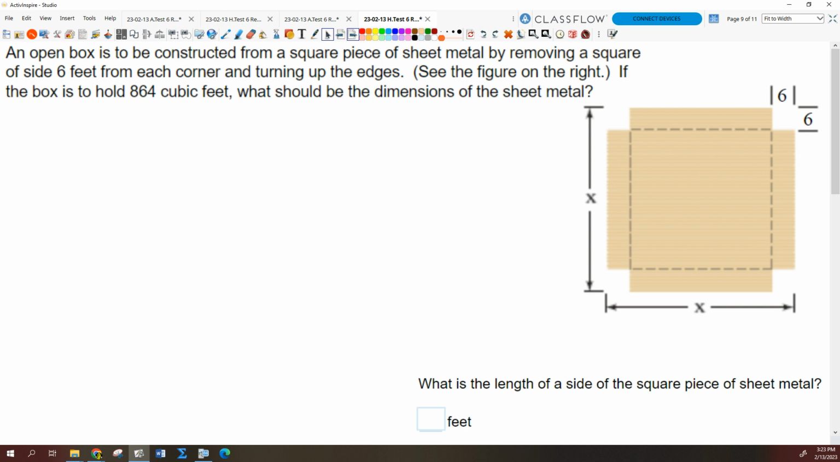So what would the open box look like? It would just look kind of like this, right?